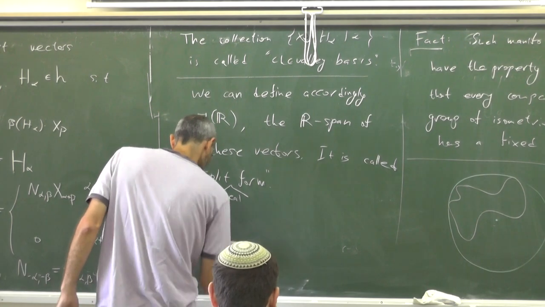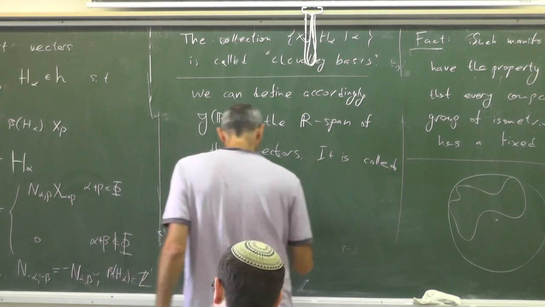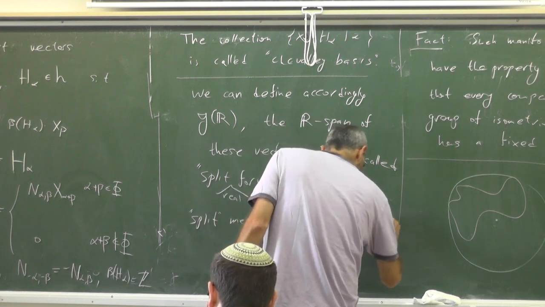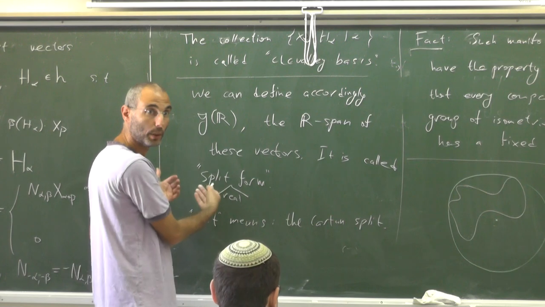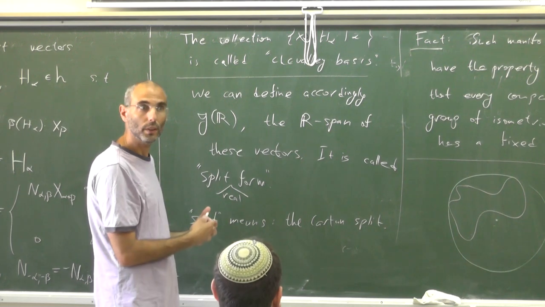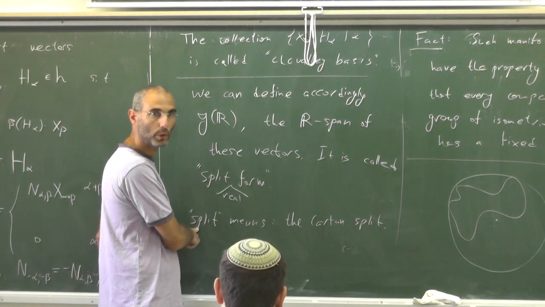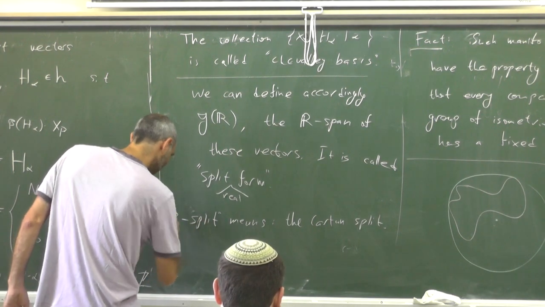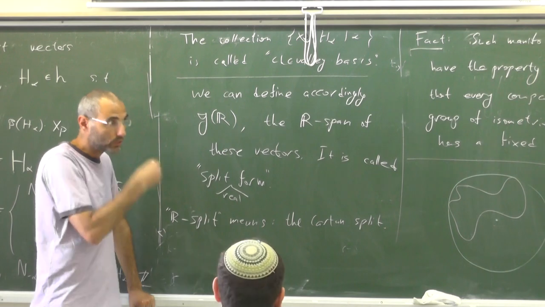Split means that in this form, the Cartan is split. So in the corresponding Lie group, it would be an algebraic semi-simple group, and the Cartan, or the maximal torus of this one, will be a split maximal torus. Right? So we defined the notion of splitness for solvable groups. So the Cartan is R split. Actually, it is Q split.